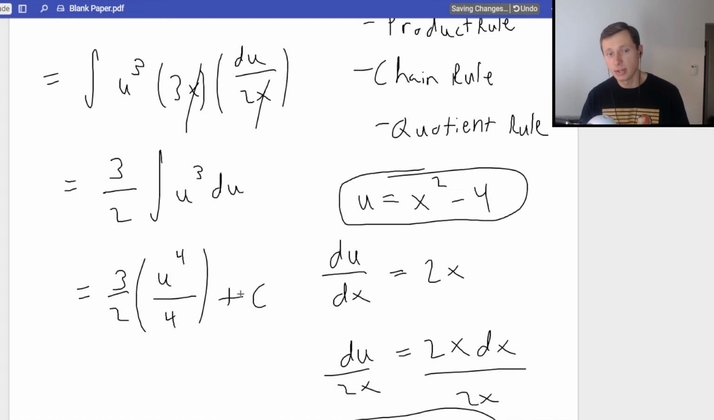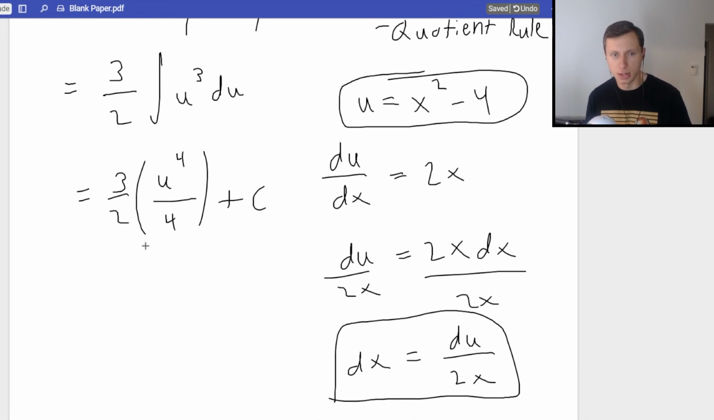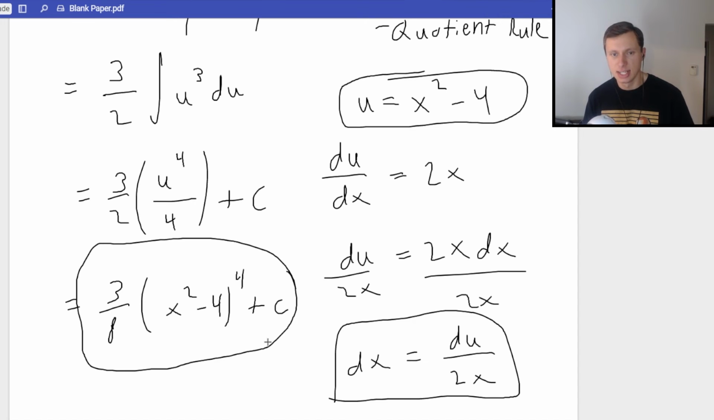Now, this is not the final answer quite just yet, and that's because our final answer cannot have u in it, because we started with x's. So the last step, plug back in x squared minus 4 for u. I can also simplify the coefficients. So that's going to look like 3/8 times the quantity x squared minus 4 to the 4th power plus c. This is our final answer for the u-substitution.